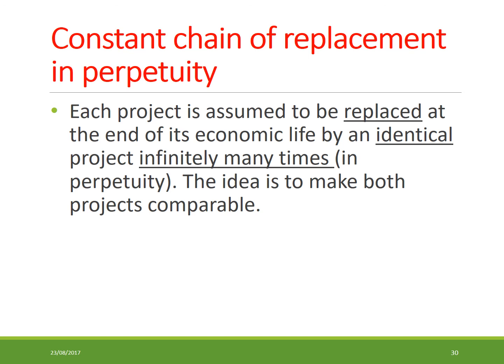Constant chain of replacement in perpetuity. So we mentioned before that one method that we can use is to take two projects to perpetuity, in which case neither of them has a maturity, yeah? So if they don't have a maturity, then we can compare the cash flows in these two projects just like how we compare two perpetuities, yeah?